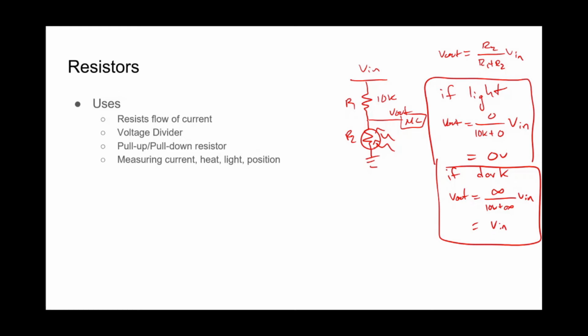The same is true for measuring position. So if this guy is a potentiometer, instead of pulling it here, we would actually connect this to the wiper. And what that does is, hold on a second, I gotta think about this. Yes, I think that works. Okay.